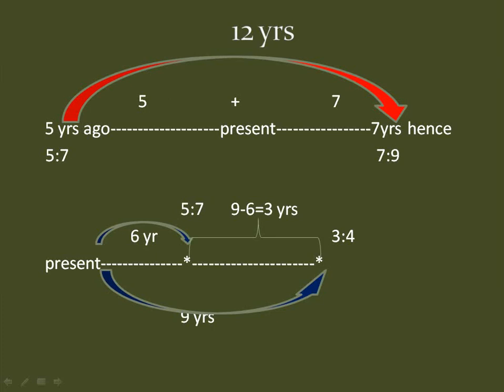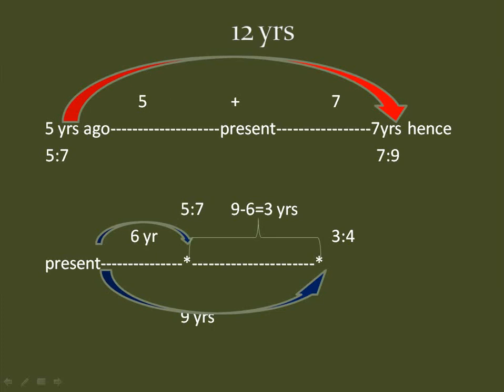So how does this difference come? 9 minus 6. There is a difference between the ratios. Why has this difference come? One ratio is regarding 9 years hence, and the other ratio is regarding 6 years hence. So to find the difference, we have to subtract 6 years from 9 years. That is the difference, 3 years. So here the difference of the ratios should be equal to these 3 years.